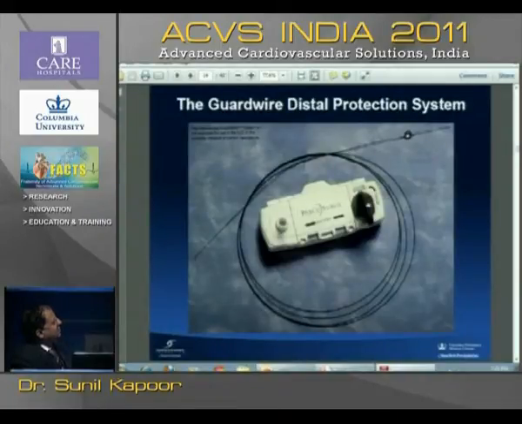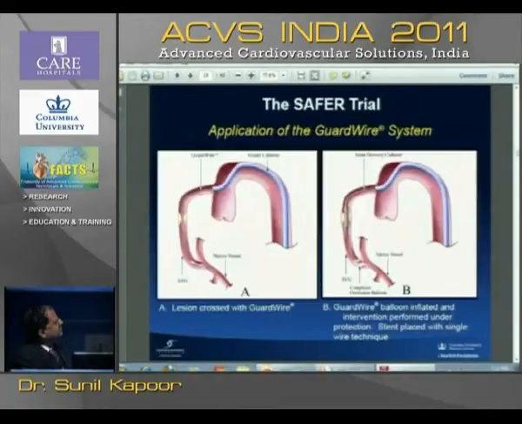This is the system which is commonly used. It's user friendly. The guide wire. Next slide. And this is the SAFER trial. This was because of the application of the guide wire system. This is how it's used, where there is a native vessel, and then the balloon is inflated here, the lesion is stented, and later on the vessel is aspirated. Next slide.